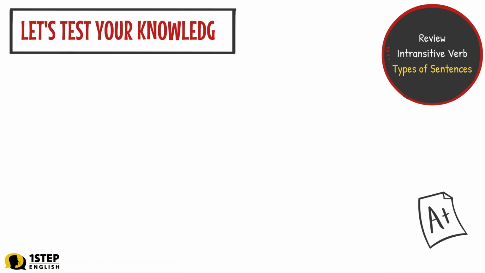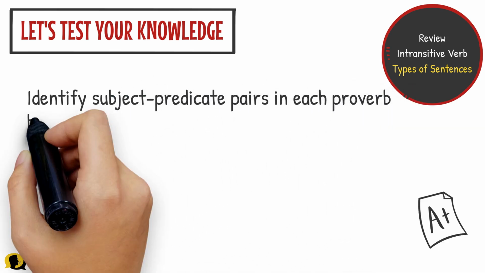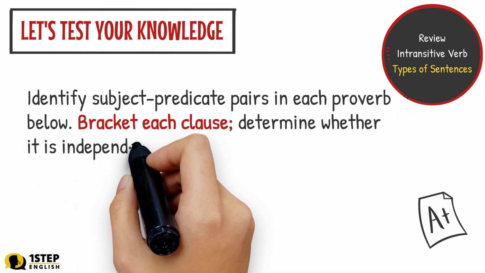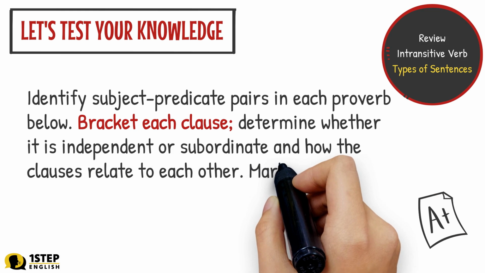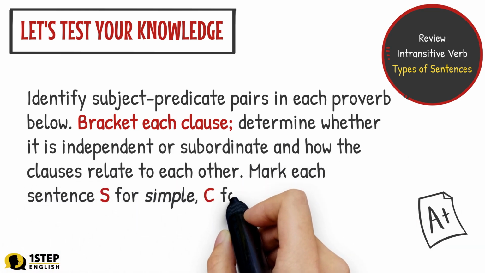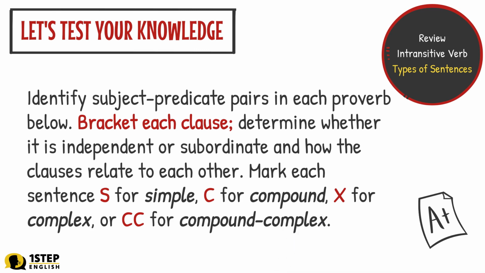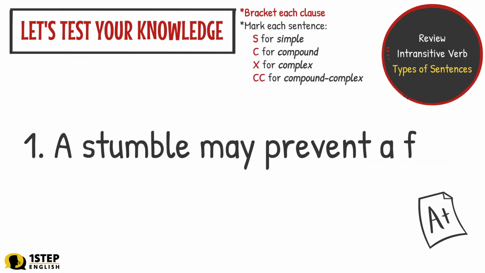Let's test your knowledge. Identify subject-predicate pairs in each proverb below. Bracket each clause. Determine whether it is independent or subordinate and how the clauses relate to each other. Mark each sentence. S for simple, C for compound, X for complex, or CC for compound complex. 1. A stumble may prevent a fall.